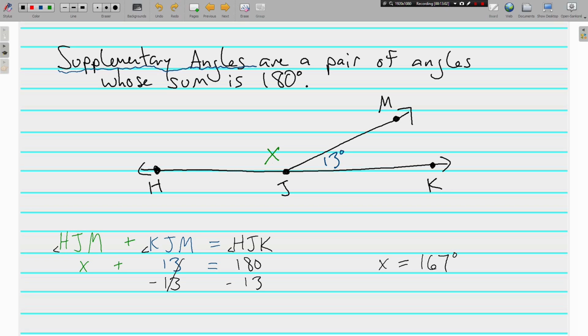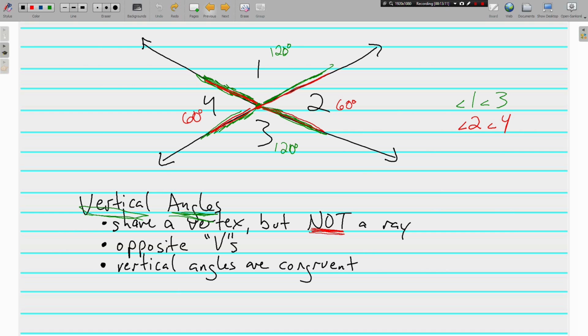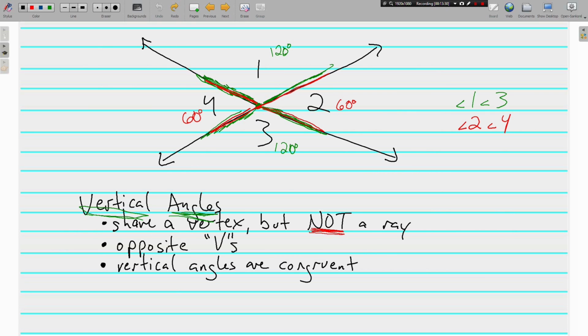Alright, so the four new angle relationships. We've got adjacent angles. Adjacent angles share a vertex and a ray. They're right next to each other. We have vertical angles. Vertical angles share a vertex but not a ray. They make opposite V's, and we also know that vertical angles are congruent.